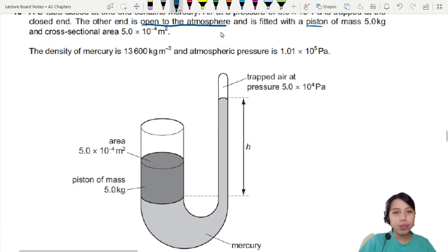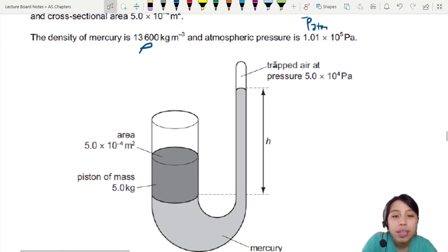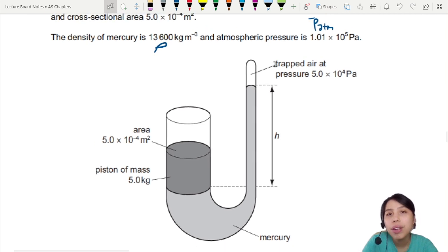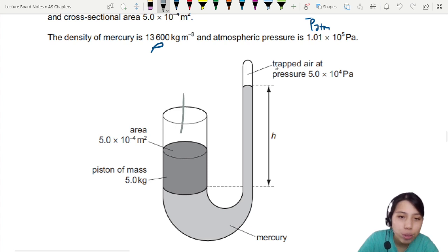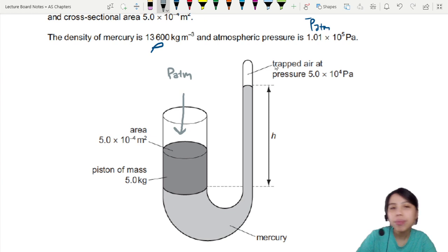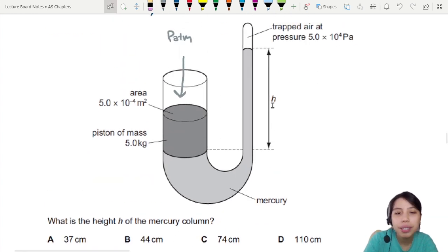So density of mercury is given to us. That's our rho. And atmospheric pressure, let's call this P11, is that. So I'm going to add atmospheric pressure to our diagram here. Atmospheric pressure happens when there is a pipe that is open to air. So that will be on the left side actually. Don't forget, air is also pressing down on you, a certain atmospheric pressure. Okay, what we need to find out? What's the height of the column here?